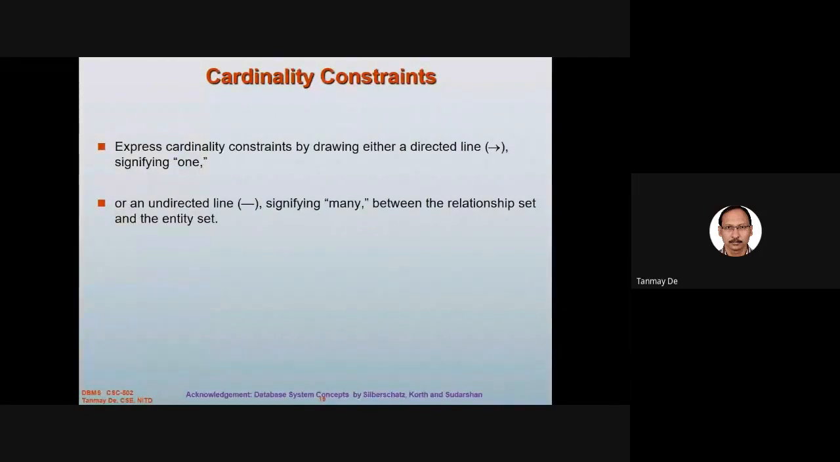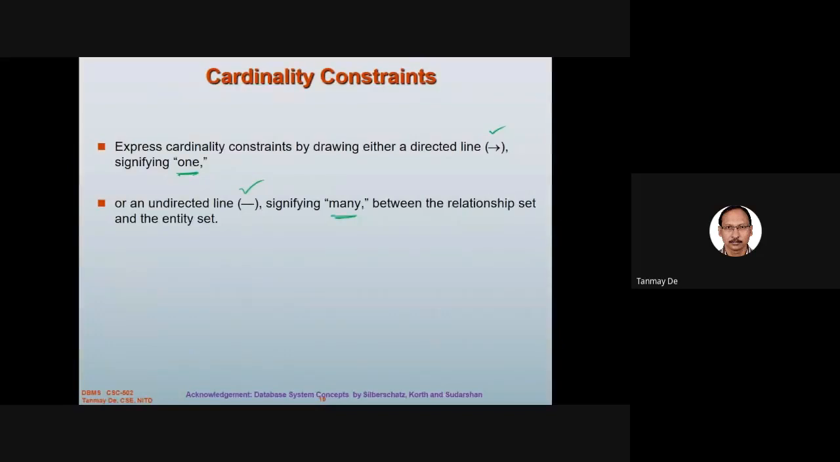Here, the cardinality constraint, whatever I have already discussed in my last class, the mapping cardinality. The mapping cardinality has four types: one to one, one to many, many to one, and many to many. We express the cardinality constraint in the ER diagram by a directed line to signify the one side. Okay, to signify one side, a directed arrow line, and just a simple line represents the many. This one represents the many.